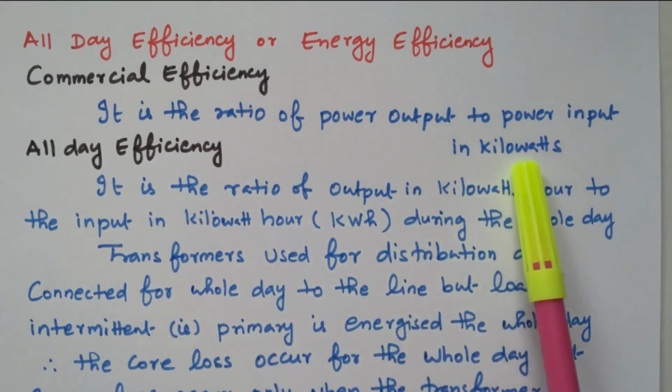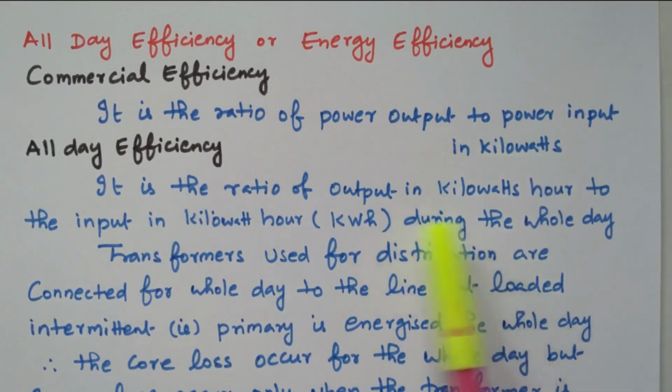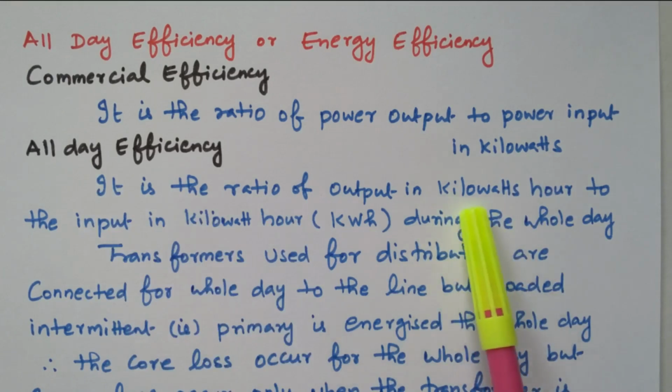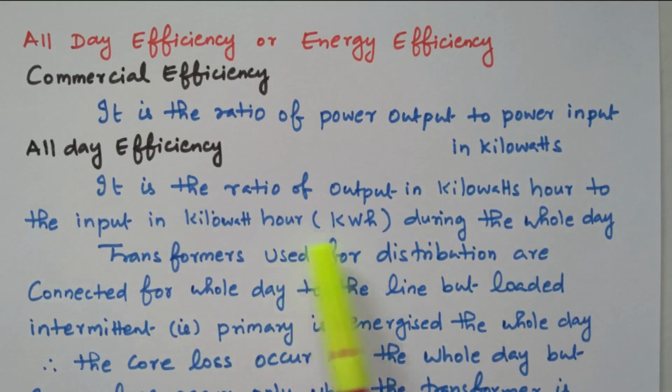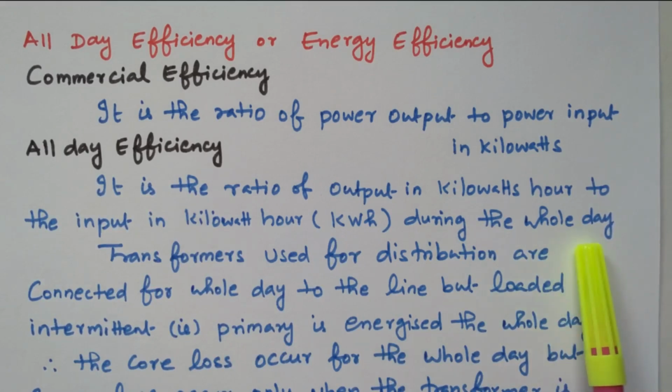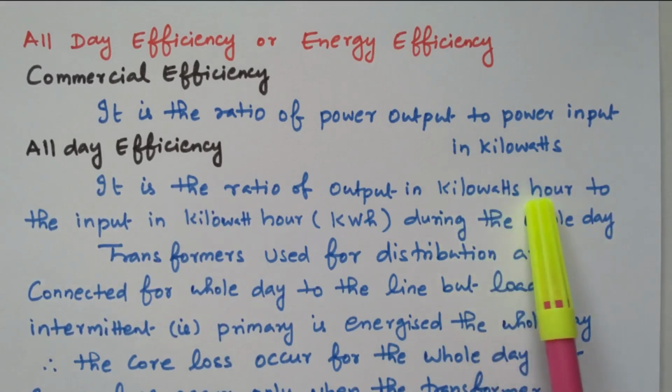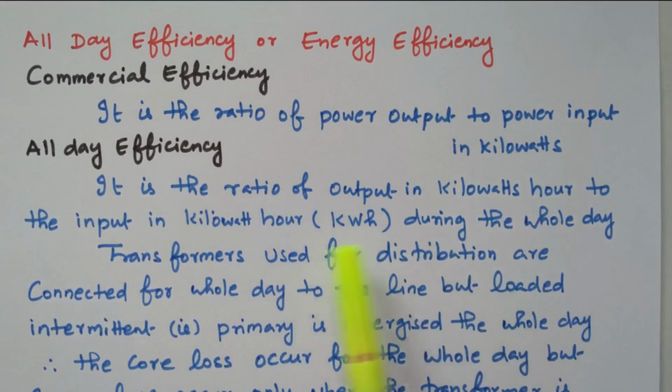The commercial efficiency means only kilowatts; we don't know for how many hours it is in on condition. But the all day efficiency is given as output in kilowatt hour to the input in kilowatt hour during the whole day. So all day efficiency means we need to consider the whole day, 24 hours: output in kilowatt hour divided by input in kilowatt hour for a whole day.